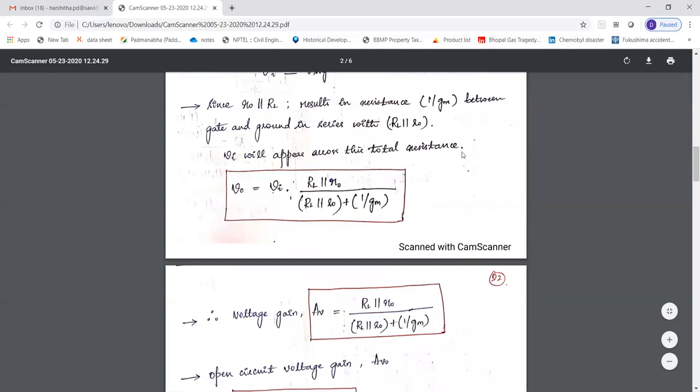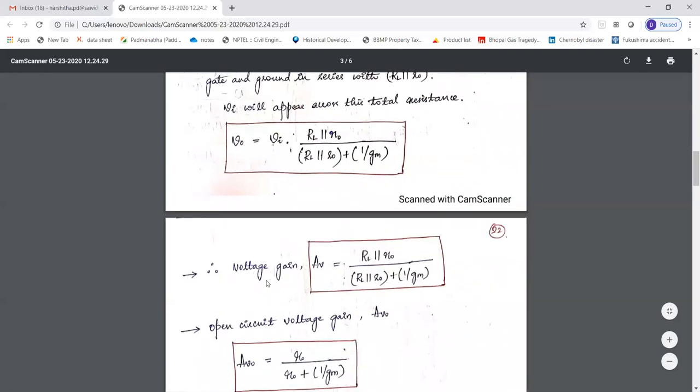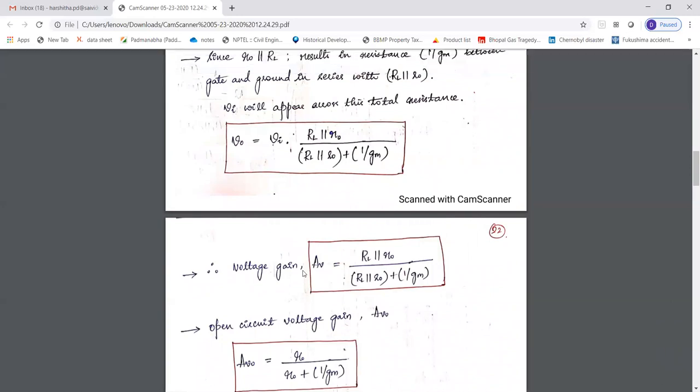Okay, so this is the equation of output voltage, and the voltage gain is the ratio of output voltage and input voltage, meaning V0 by Vi. So V0 by Vi will be equal to Av. In this equation, I will take this Vi to the LHS. So the remaining will be RL parallel to R0 divided by RL parallel to R0 plus 1 by Gm. So this is the equation for voltage gain.